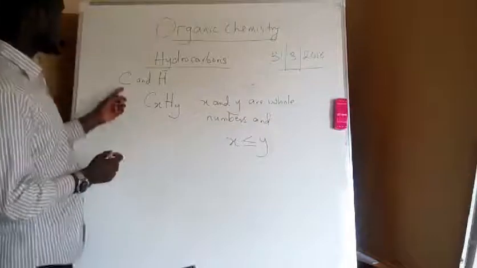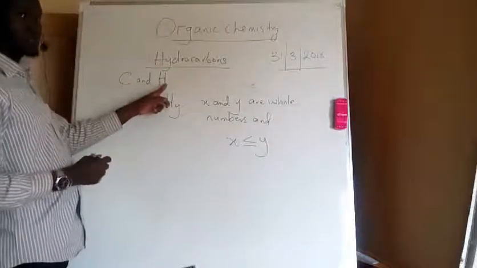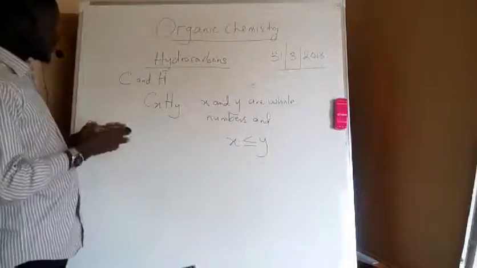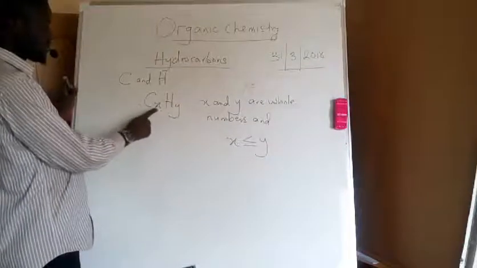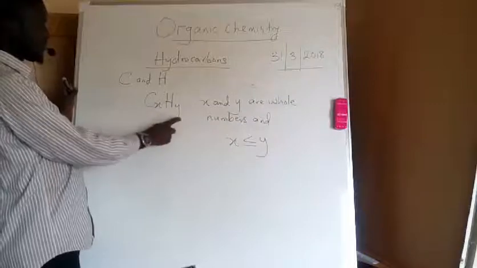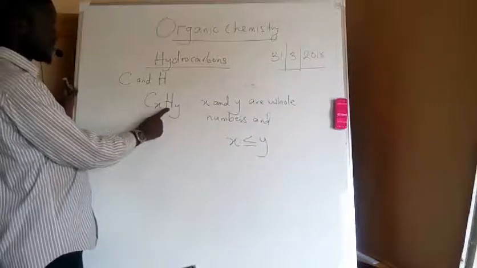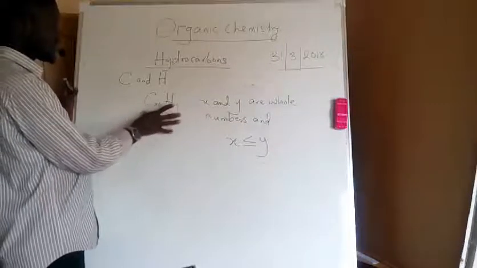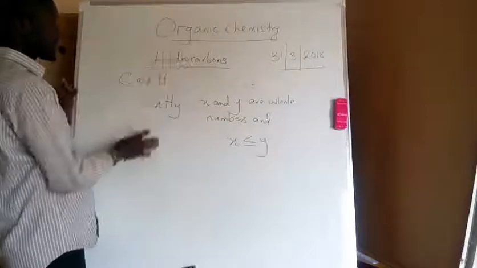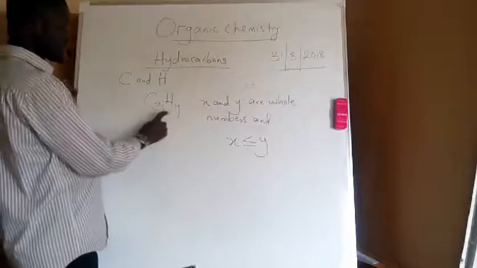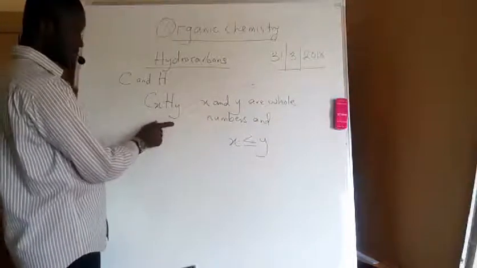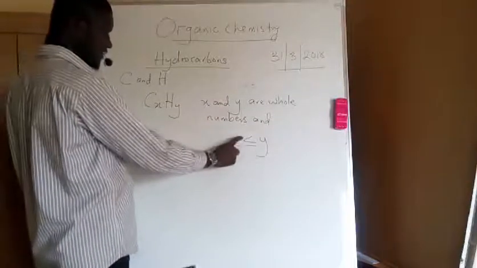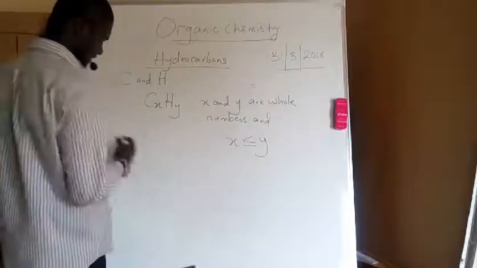We say hydrocarbons are compounds that contain carbon and hydrogen only, and the general molecular formula for hydrocarbon is CxHy. This x represents the number of carbons and the y represents the number of hydrogens. So CxHy is the general formula representing hydrocarbons. And these x and y are whole numbers, not fractions. And this x is either less than y or equal to y.